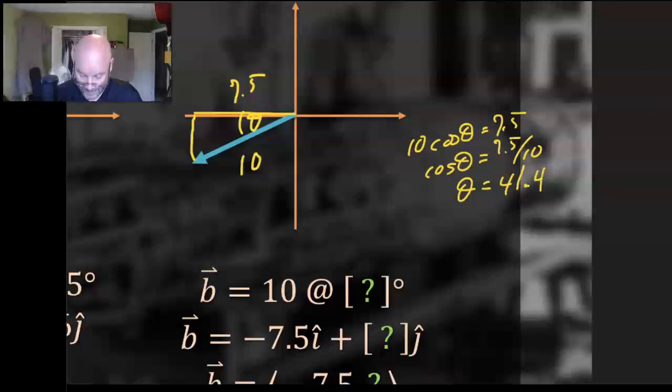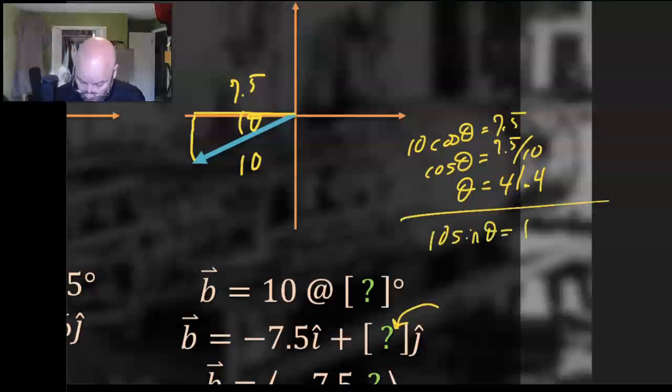Now all I need to do is get my y coordinate here, and we could just say that 10 times the sine of theta is going to be my y coordinate, so I'll call that B sub y, like this. So 10 times the sine of 41.4 gets us 6.61.